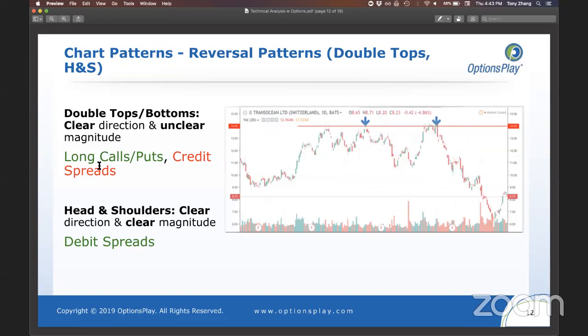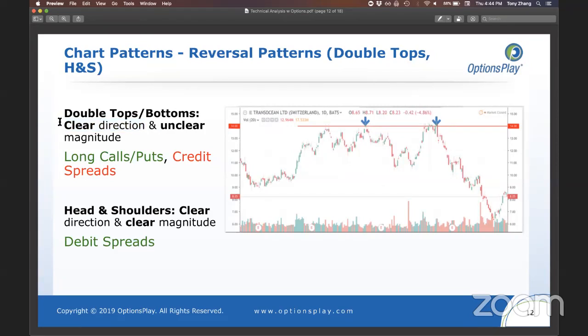The only difference is depending on the type of pattern, you may have a clear sense for magnitude, other ones you don't. So when you have a double top or a double bottom, which I think is probably one of the more common chart patterns that users are familiar with, this is when you have a clear sense for direction, because when you have a double top, that means the outlook is that the stock is going to move lower.